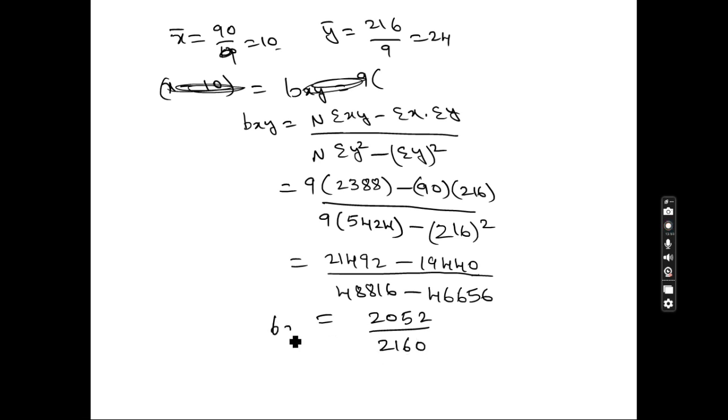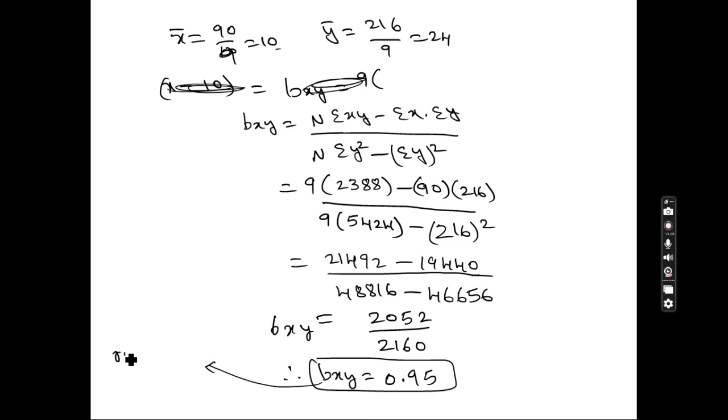So which value is this? Bxy. So therefore Bxy is equal to how much? 0.95. So we are getting the regression coefficient. The Bxy is called the regression coefficient, or coefficient of regression, anything you can say. Of which equation? X on y. This is an important thing you need to remember. The names are very, very important.